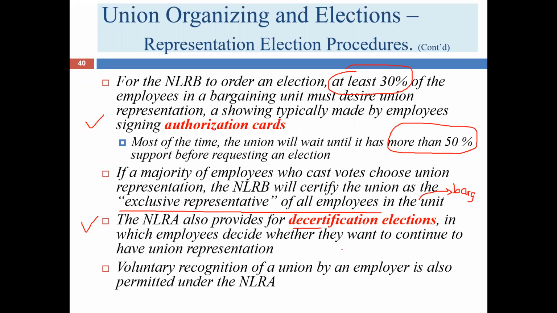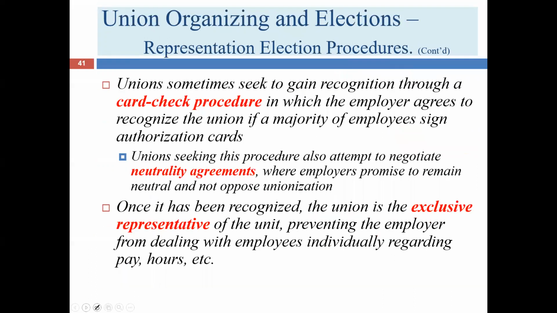We already talked about decertification and how very unlikely it is. And again, there is the possibility of voluntary recognition of a union. Employers typically do not do that unless they're already highly unionized. We already talked about the card check procedure. And sometimes employers that are already heavily organized will have in their contracts a neutrality agreement where the employer promises not to campaign against the union.